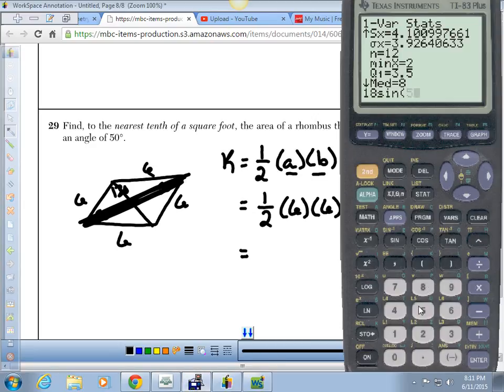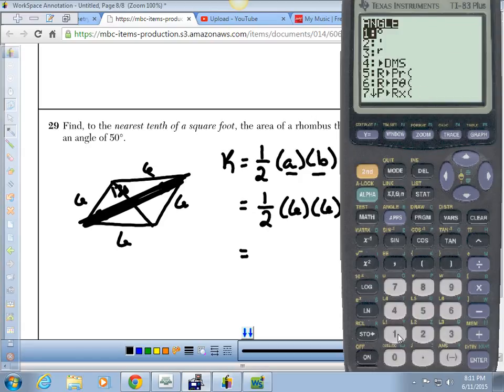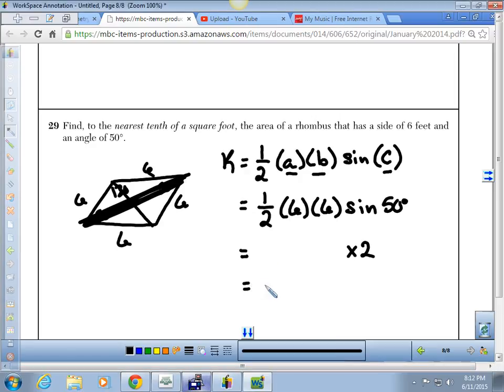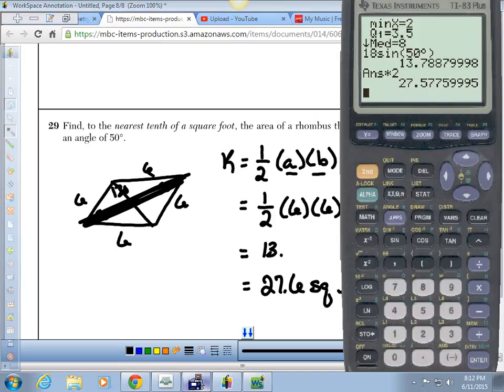18 sine 50. Folks, I don't know what mode my calculator's in, so what am I going to do? I'm going to put the degree symbol in. It's just as easy as checking my mode. 18 sine 50 gives me 13.788, so on and so forth, and then we're going to multiply it by 2. To the nearest tenth of a square foot, 27.6 square feet.